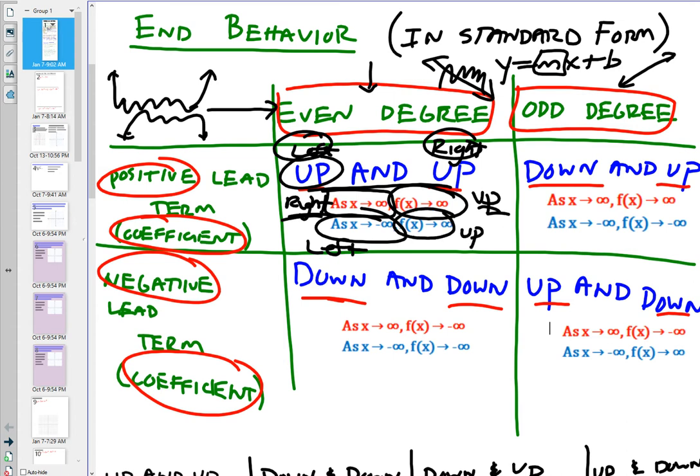When you see x going to positive infinity, it's talking about the right arrow. When you see x going to negative infinity, it's talking about the left arrow. When you see f of x going to positive infinity, it's telling you that that specific arrow is going up. When you see f of x going to negative infinity, it's talking about that specific arrow going down. That's arrow notation. We'll write it a few times also.